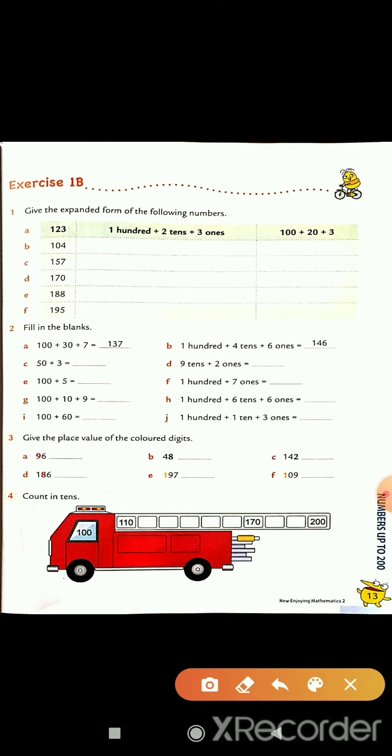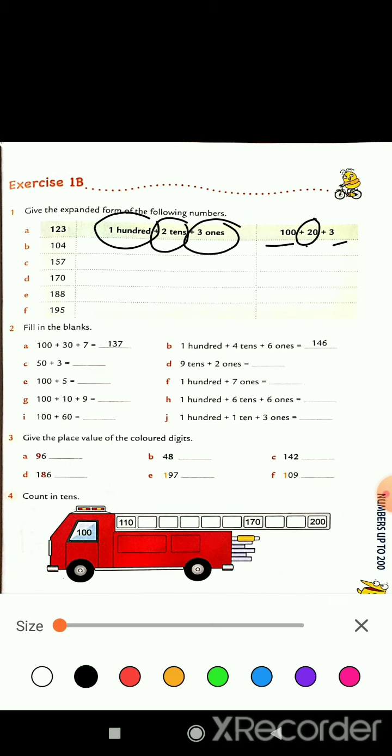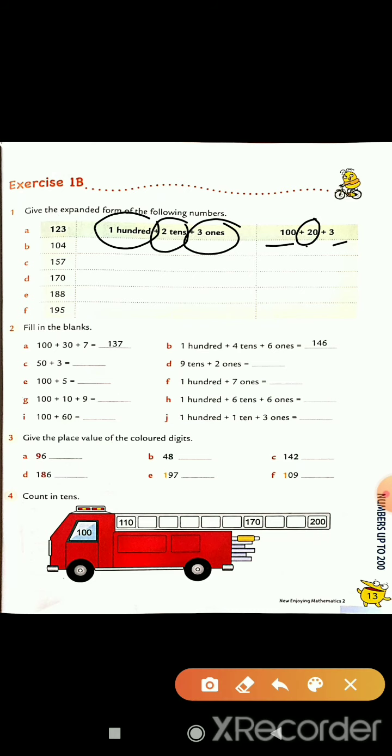Expanded form of 123 is, what is in the place of 100? 100 plus what is in the place of tens? 2. So 2 tens. In the place of ones, 3. So 3 ones. So 100 means 100, 2 tens means 20 and 3 ones means 3. So 123 can be written as 100 plus 2 tens plus 3 ones, or 100 plus 20 plus 3.